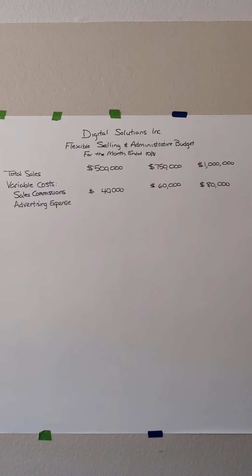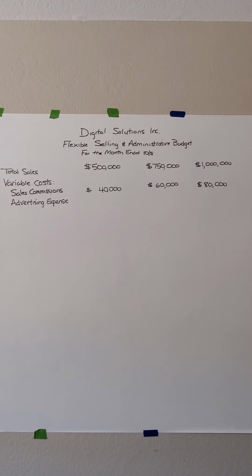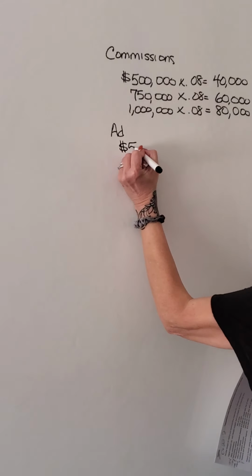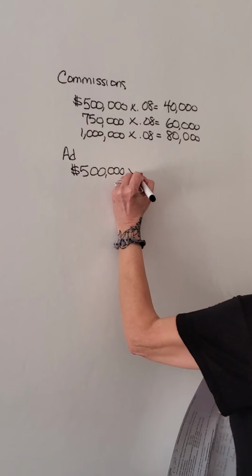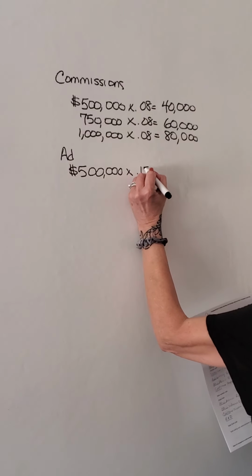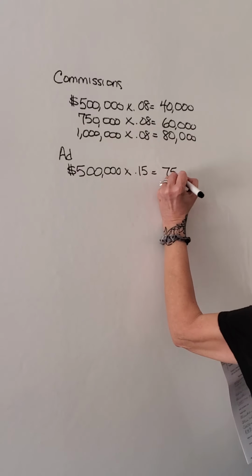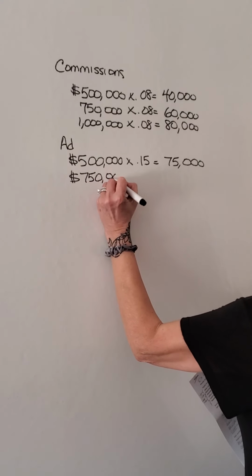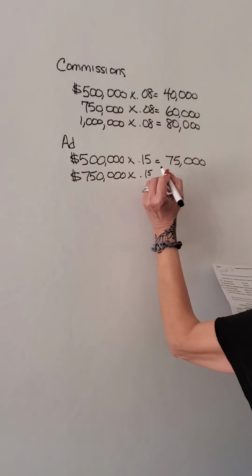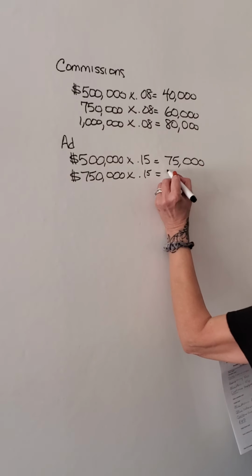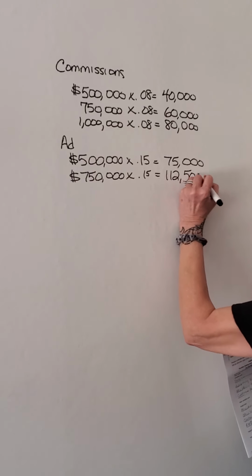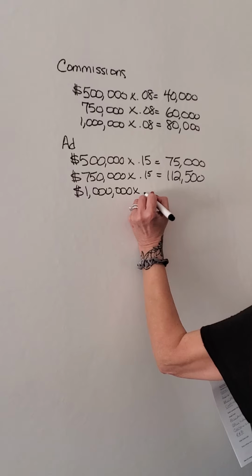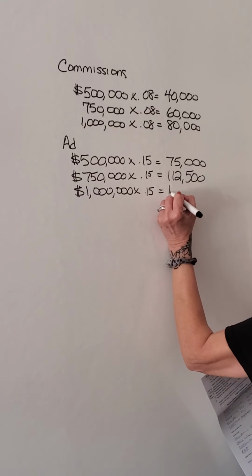And the problem tells us that advertising is 15% of sales. So we're going to do the same thing again here. So we're going to have advertising. Here we're going to take the $500,000 in sales and multiply that times 15%. That's going to equal $75,000. If we have $750,000 in sales times 15%, that's going to equal $112,500. And if we have $1 million in sales times 15%, that's going to equal $150,000.